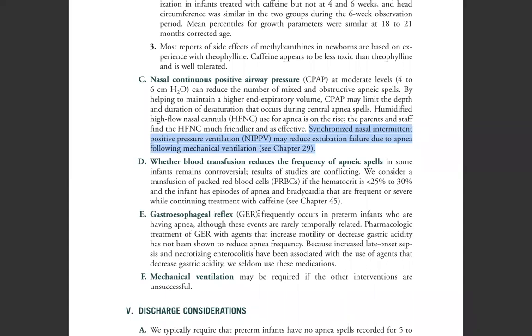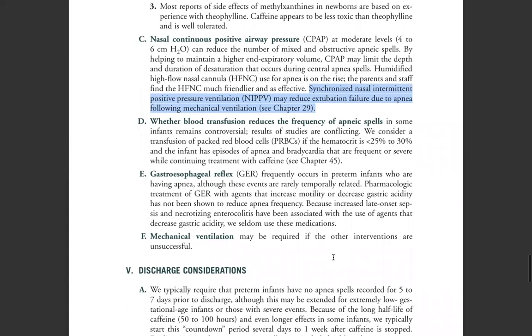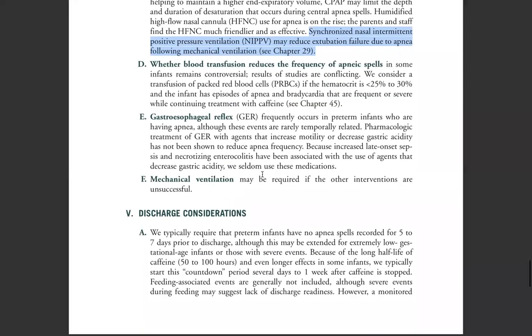GER measures: as I told, GER has no significant association with apnea, so it is not shown to reduce apnea frequency. Anti-GER measures like acid-decreasing drugs, PPIs, domperidone, all these will not decrease your apneic episodes. So sometimes you may have to give mechanical ventilation also.